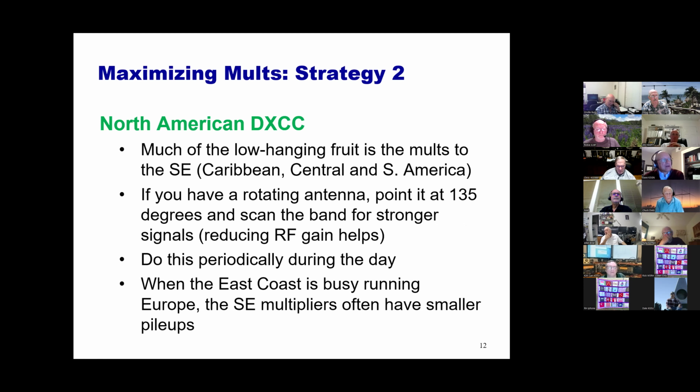Strategy number 2, much of the low-hanging fruit, besides working your own zone and maybe all the North American zones, 3, 4, 5, right? The easy ones, the W zones, is the mults to the southeast, the Caribbean, Central America, South America. And if you have a rotating antenna, if you want to find those guys, put the ends of the elements toward the northeast to reduce the signals from the northeast, East Coast and Europe, and to enhance the signals to the southeast, and scan the band for stronger signals. And one of the tips for that is to cut your RF gain back so the stronger signals stand out. And you'll be surprised how many guys are there to work.